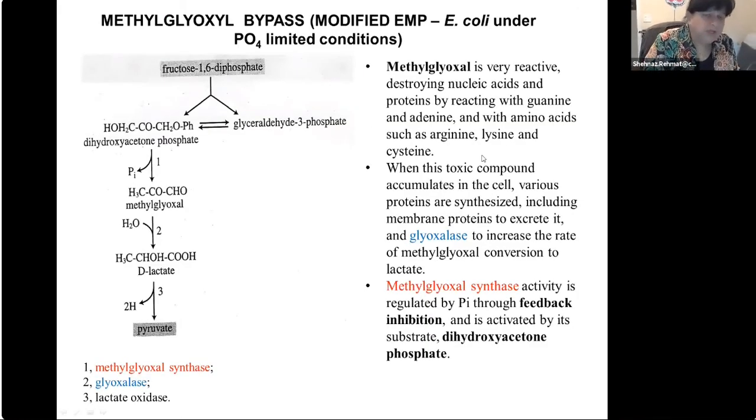Okay, so in some bacteria, such as E. coli, it has been studied that when E. coli is under phosphate-limited conditions, that means there is not enough phosphate in the cell or in the environment, it modifies this EMP, and that is called the methylglyoxal bypass. So the methylglyoxal bypass is actually a very dangerous path that they have to take, because phosphate is not found in the environment or in the cell. It's in a phosphate limited condition.